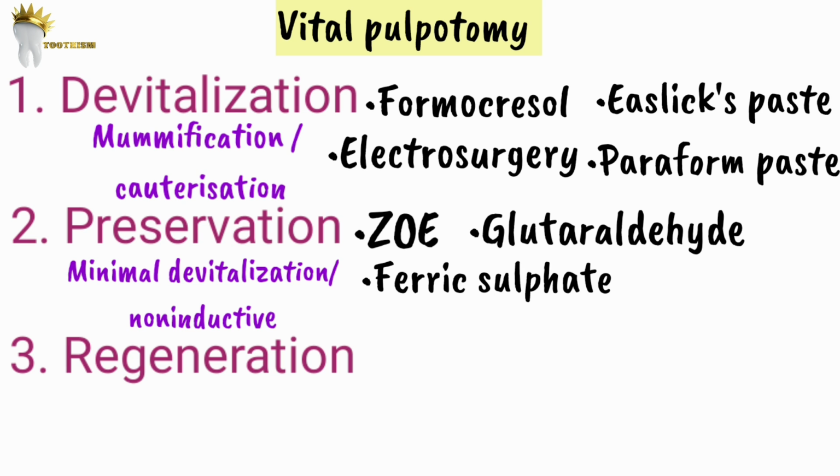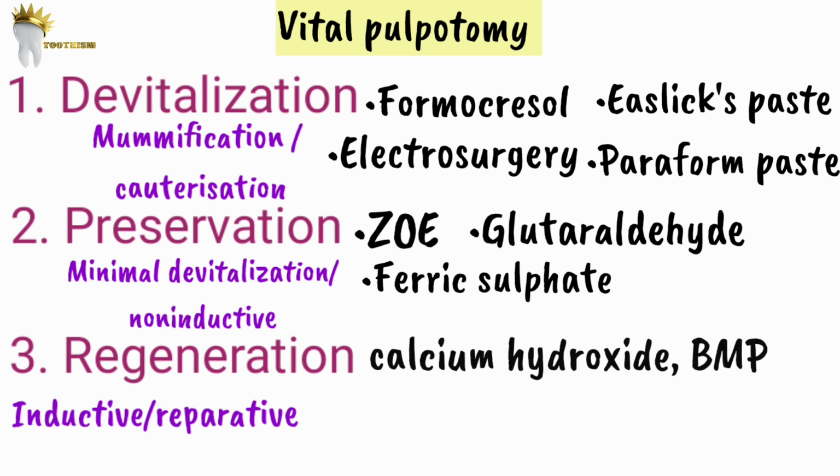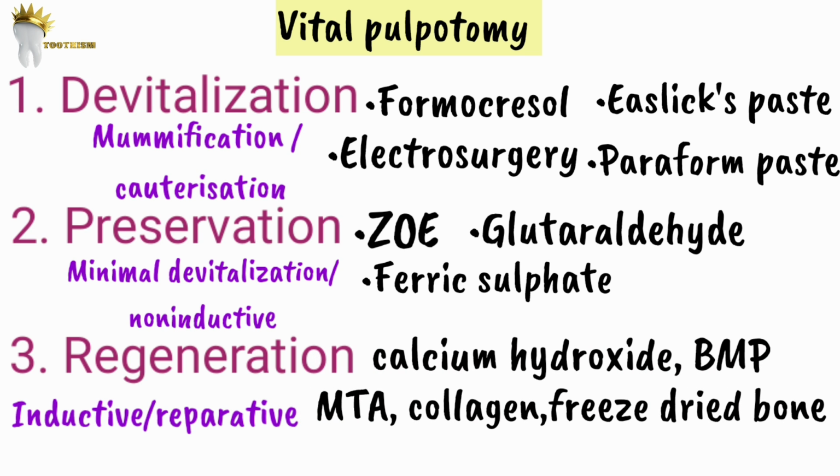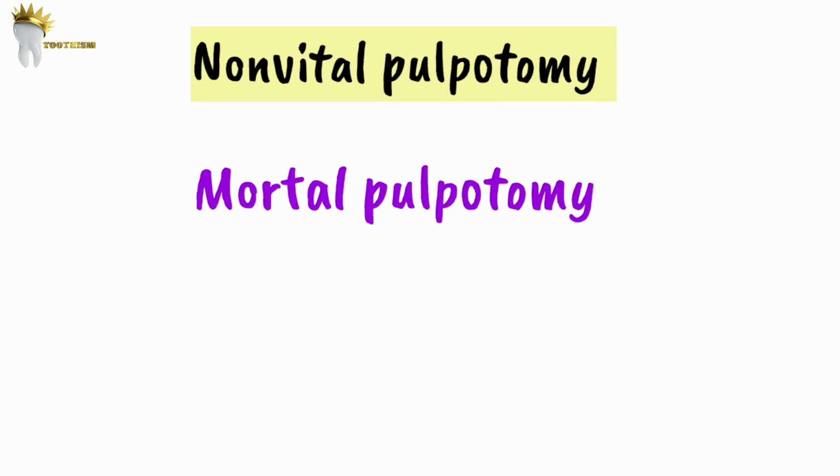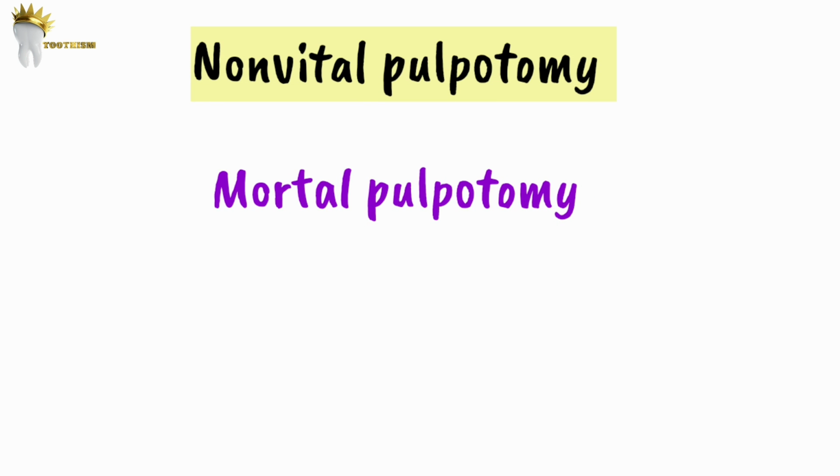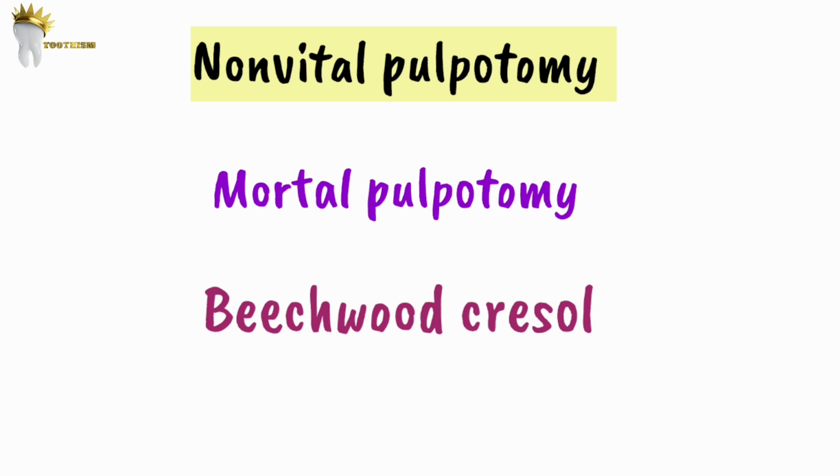The third type is regeneration. It is also called inductive or reparative because it leads to formation of a dentin bridge. Materials used here are calcium hydroxide, bone morphogenetic proteins, MTA, collagen, freeze-dried bone, and osteogenic protein. The next is non-vital pulpotomy. It is also called mortal pulpotomy. It is done in compromised cases and the material often used in this is beechwood creosote.